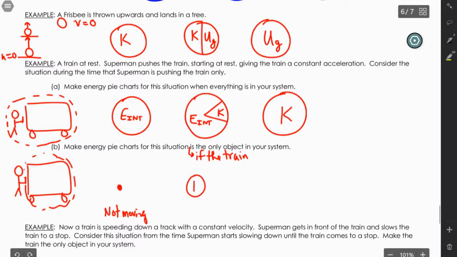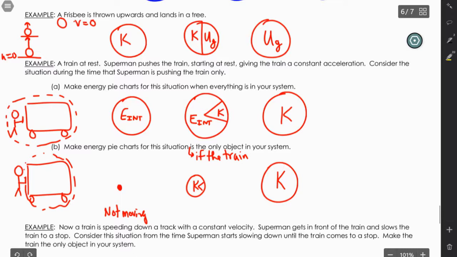And so we'll have a little bit of kinetic energy the next time. And then when we finally get all the way to the end, we'll have more kinetic energy as we travel down the track, okay? Again, the reason why the circle is growing is because Superman is actually introducing energy, right? In fact, I forgot to add a couple things here.